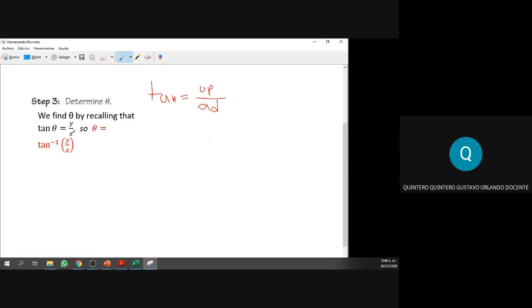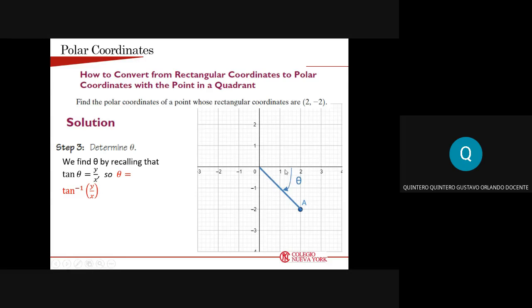The TOA part. So if we replace in this triangle, we are going to have this information. Look, this is the theta. So the opposite is this side, which is the value of y. And the adjacent is this side, which is the value of x. Again, let me write this.